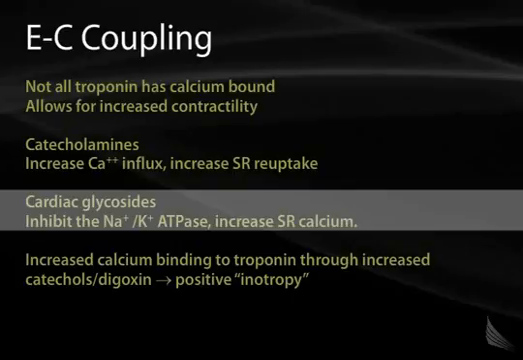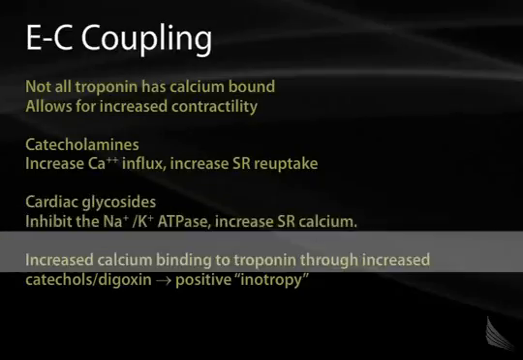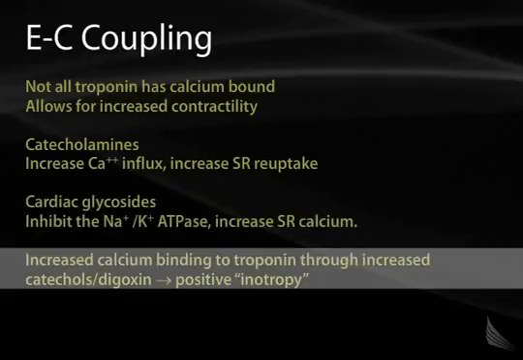Another mechanism of increased contractility is cardiac glycosides, such as digoxin. Digoxin inhibits the sodium-potassium ATPase and therefore increases the amount of calcium that's stored in the sarcoplasmic reticulum. The increased amount of calcium binding to troponin through increased catecholamines and digoxin causes positive inotropy, or increased strength of contraction.